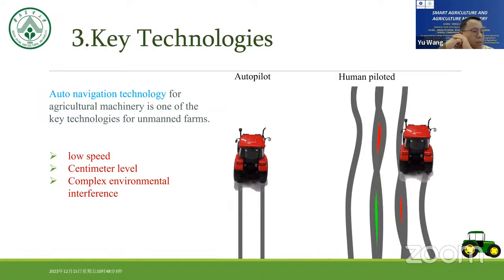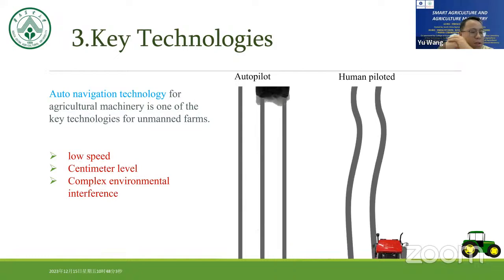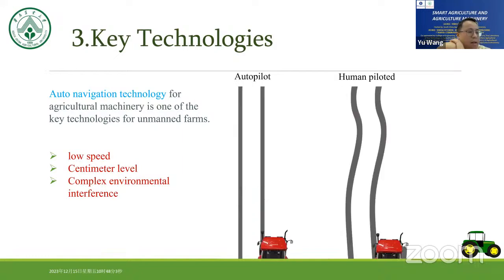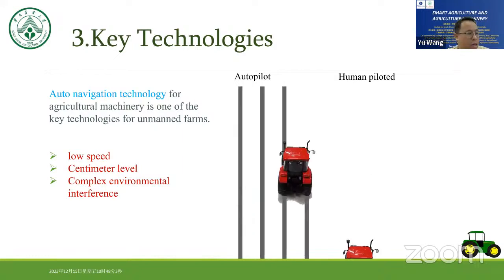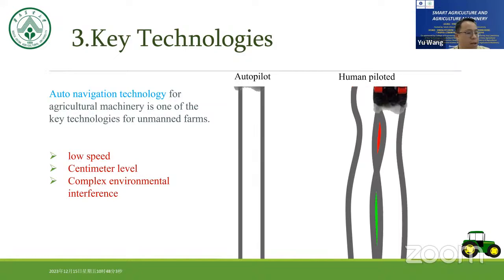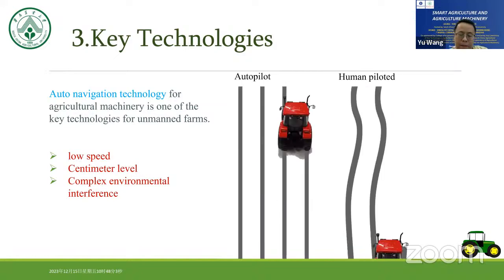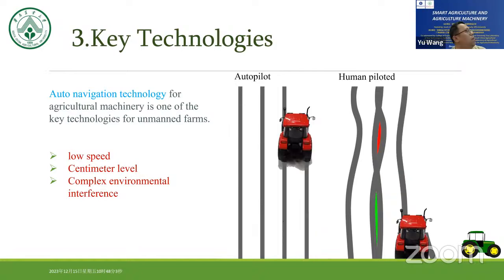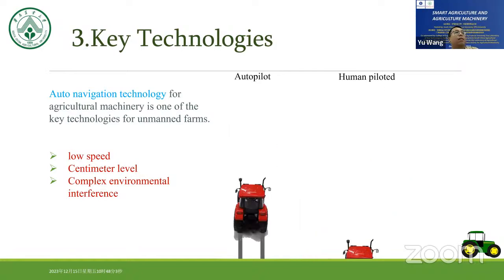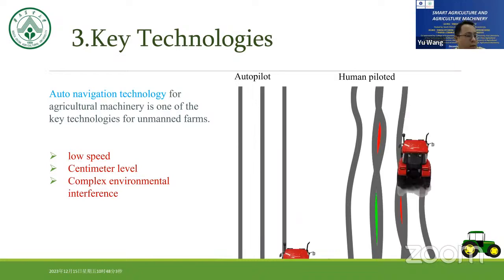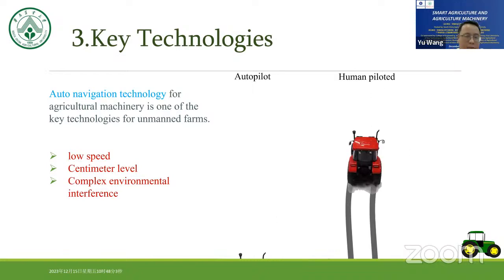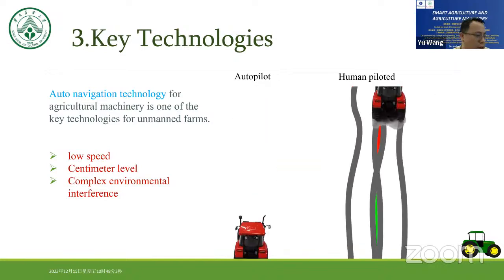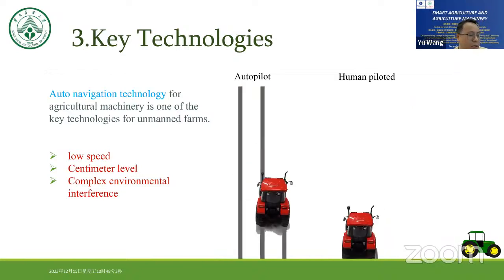We can see the right video. The robot pilot makes a straight line, and the human pilot makes a curved line. The curved line will leave some part of the field blank. And navigation has to follow three points. First, low speed, I think the max speed is 10 kilometers per hour. The second point is centimeter level. The third point is complex environment interference.